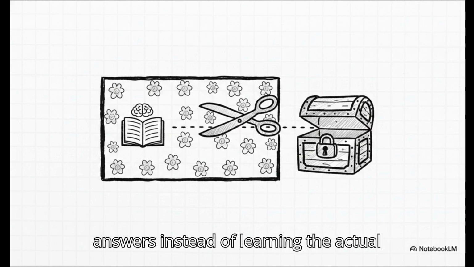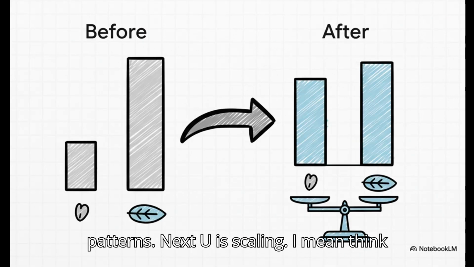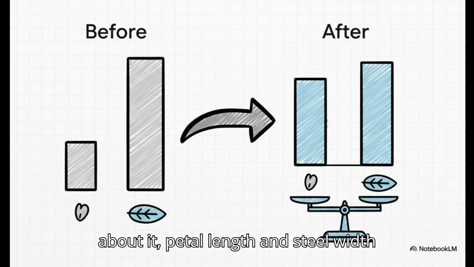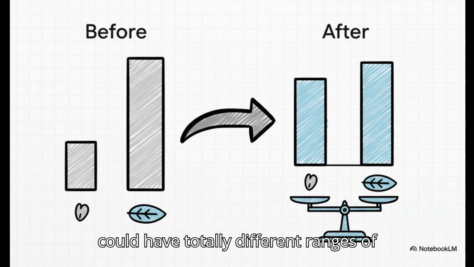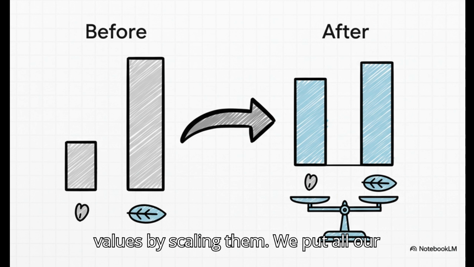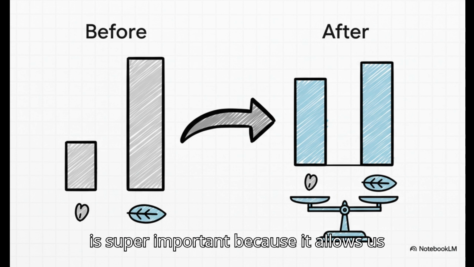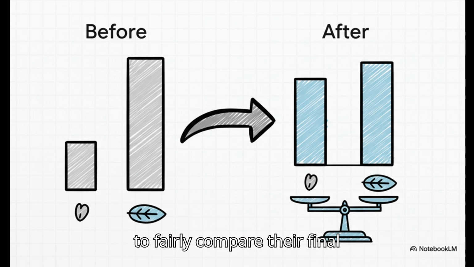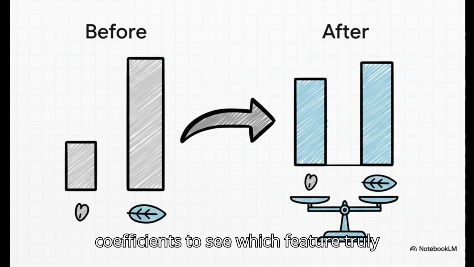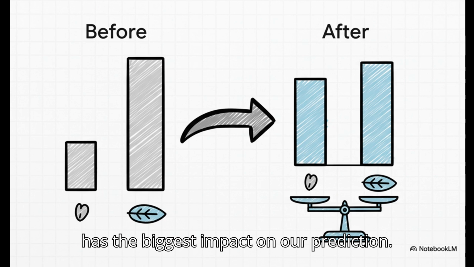Next up is scaling. Think about it. Petal length and sepal width could have totally different ranges of values. By scaling them, we put all our features onto the same common scale. This is super important because it allows us to fairly compare their final coefficients to see which feature truly has the biggest impact on our prediction.